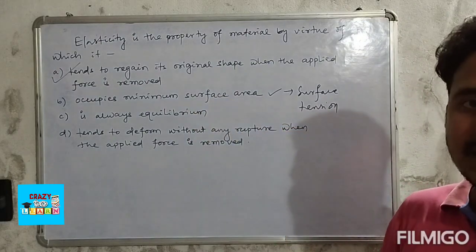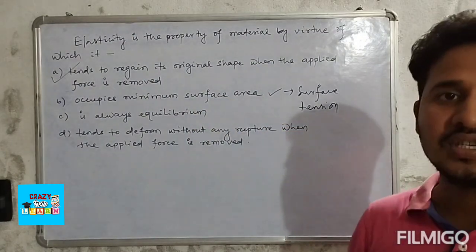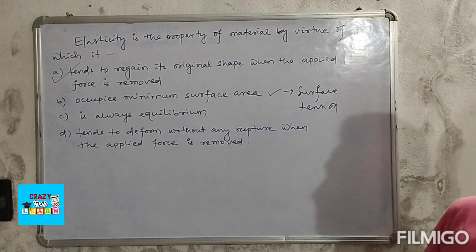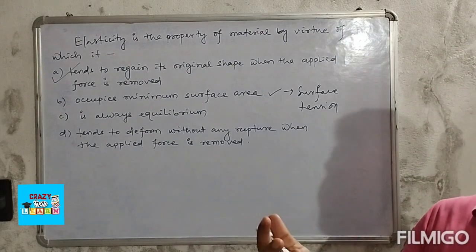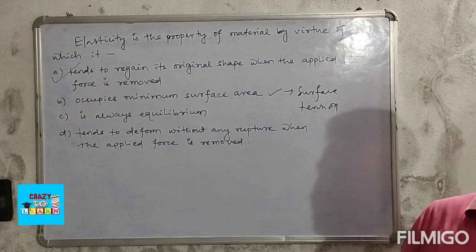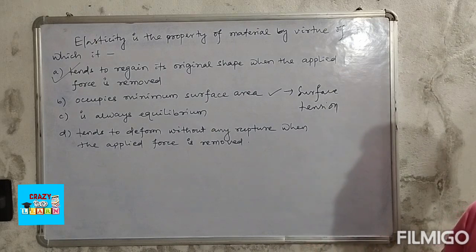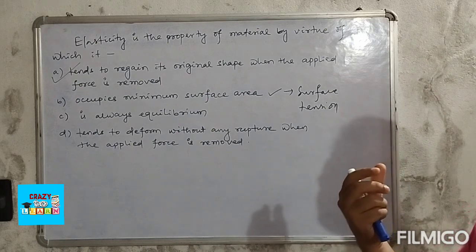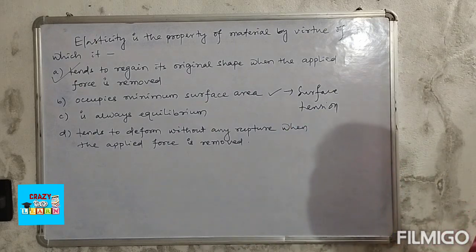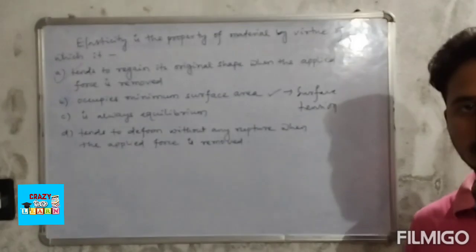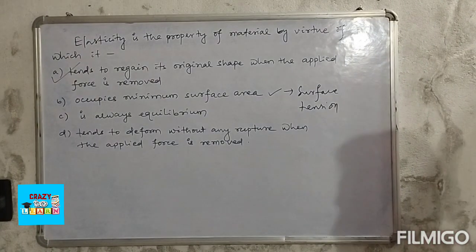What is elasticity? It is the property, the characteristic of a material by virtue of which it regains its original shape. When we apply some force, we get a deformation in its original shape and size. Then when we remove the deforming force, it will regain its original shape. It is the property of elasticity, we know. So by the definition, option A is the correct option. Clear?